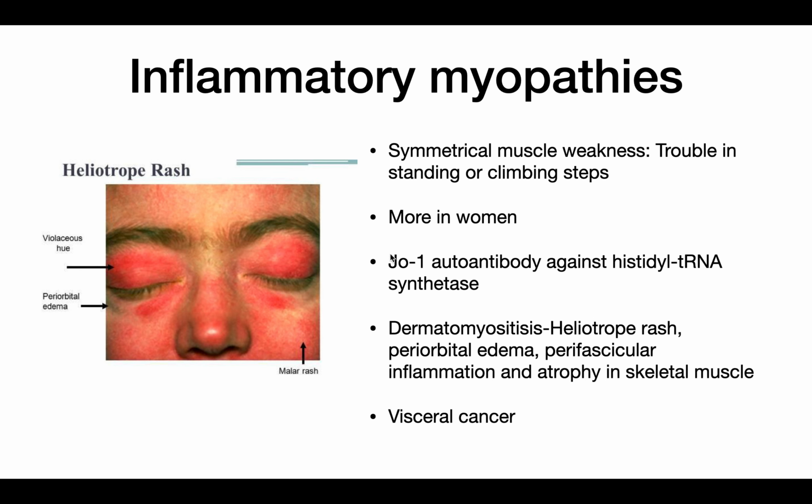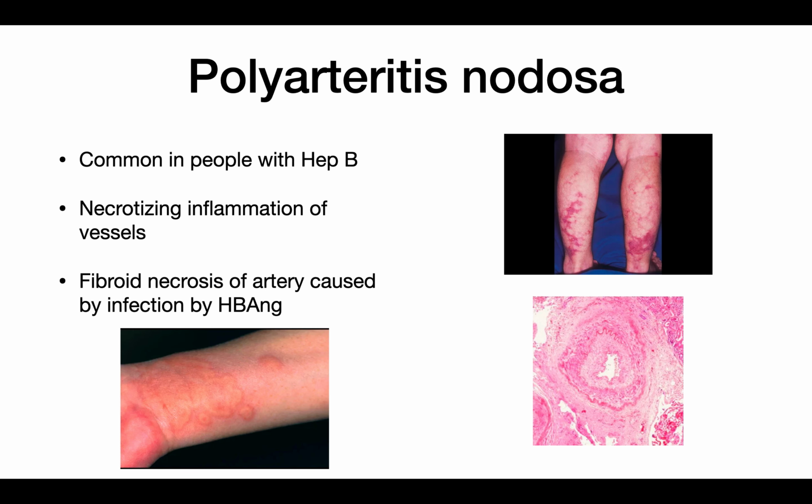That's a lot of words. Remember Jo1. In dermatomyositis, there's going to be the heliotrope rash, periorbital edema, like I said, but also perifascicular inflammation and atrophy in the skeletal muscle. The problem is this could progress into visceral cancers.